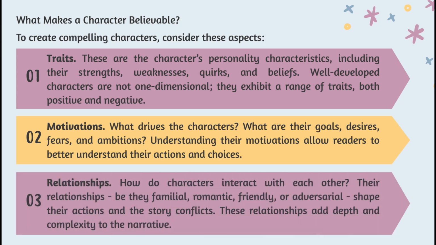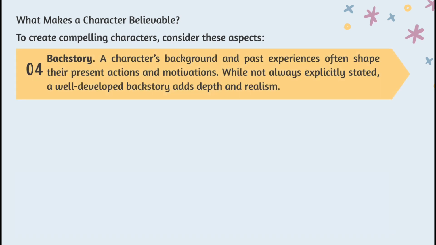Relationships. How do characters interact with each other? Their relationships, be they familial, romantic, friendly, or adversarial, shape their actions and the story's conflicts. These relationships add depth and complexity to the narrative. Backstory. A character's background and past experiences often shape their present actions and motivations. While not always explicitly stated, a well-developed backstory adds depth and realism.